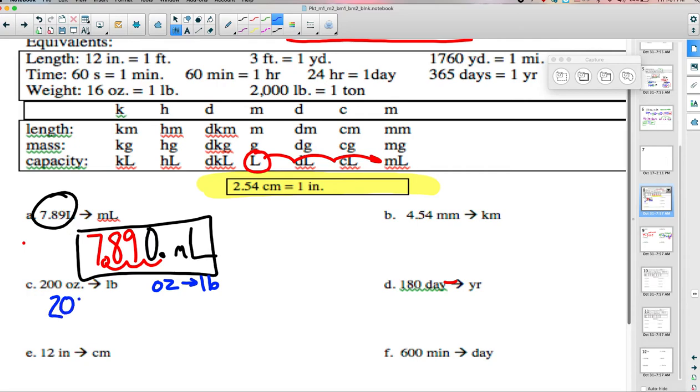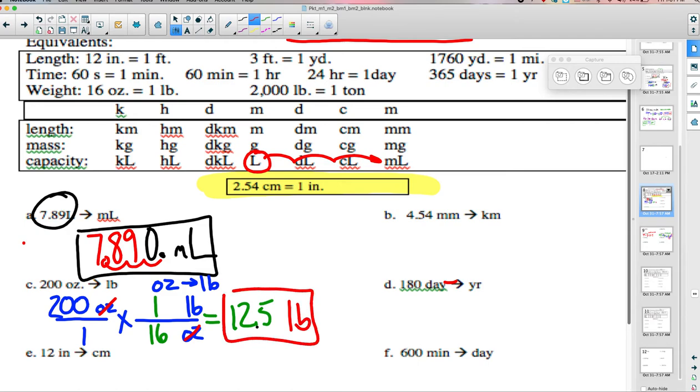We copy our original value in units, 200 ounces over 1. We build the skeleton just with units. To get rid of ounces, we put them in the bottom. To go to pounds, we put them in the top. We know that there are 16 ounces in 1 pound. We pop that into the calculator. We say 200, because 16 is on the bottom, we'll divide that by 16 equals 12.5. Ounces canceled out, so that leaves us with pounds. So 12.5 pounds is the same amount of weight as 200 ounces.